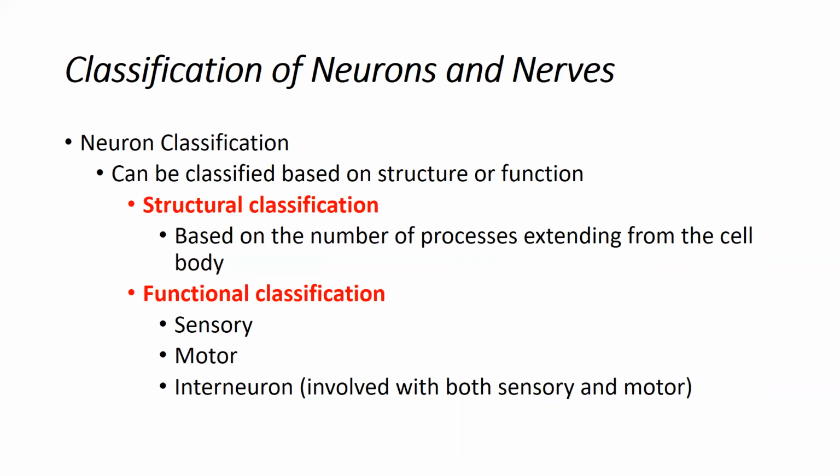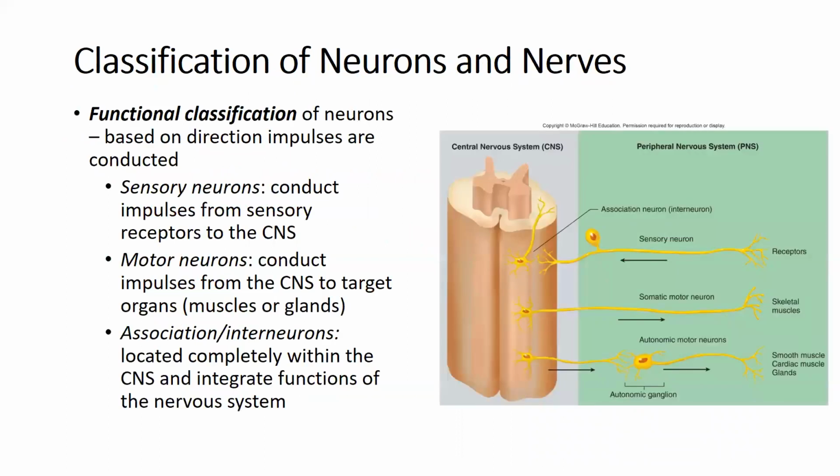So there are sensory neurons, motor neurons, and then there are interneurons, which are really involved in sensory and motor function. Okay, so the functional classification is the one that we're really going to be interested in. All right, so when we talk about the functional classification, this is based on what direction these impulses are going, or what direction these neurons are communicating in. Okay, then there are three options here, two options.